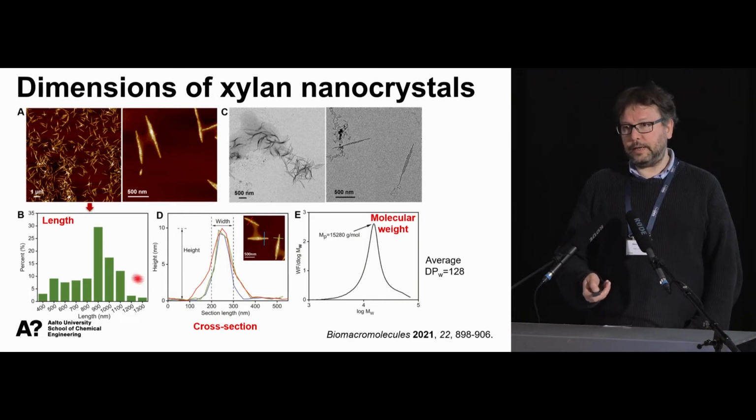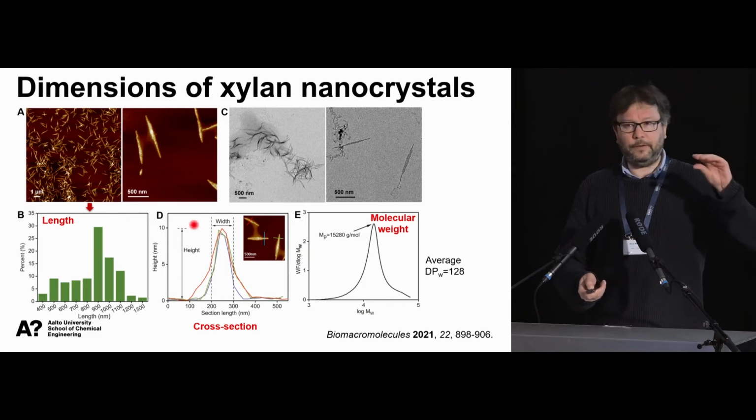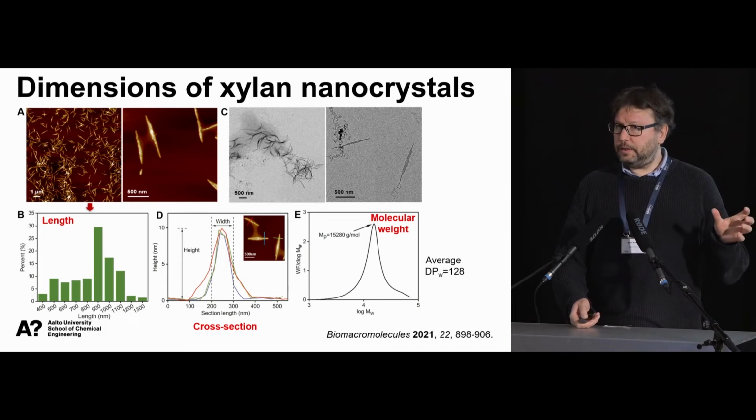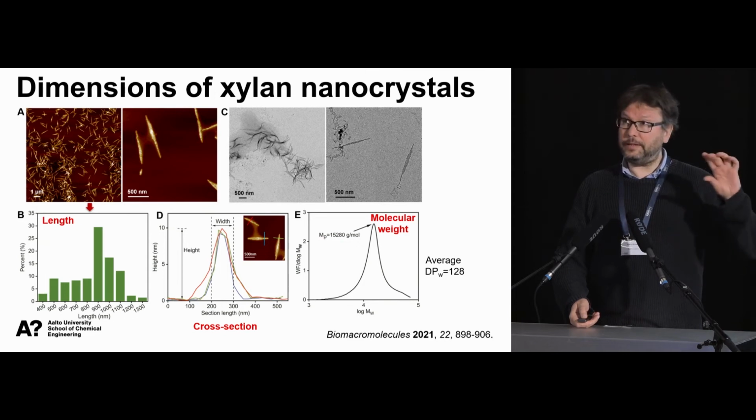The cross section actually shows that it is slightly platelet-like. They are around 10 nanometers high. They are like flat platelets. These are AFM images. The width here of the cross section is obviously exaggerated, but it is still considerably wider than it is high.